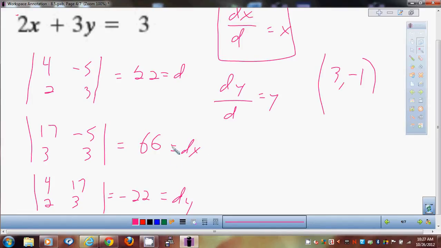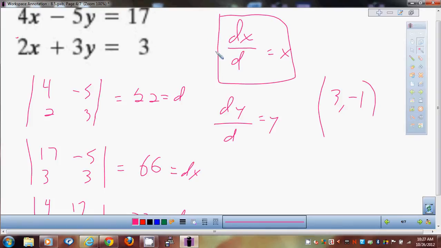Because that's how you find the x. You take out the x's and plug in the answers. And then for dy, you do the same thing. Take out the y's of the original and plug in the answers. Yes. I use these two formulas, dx over d and dy over d.